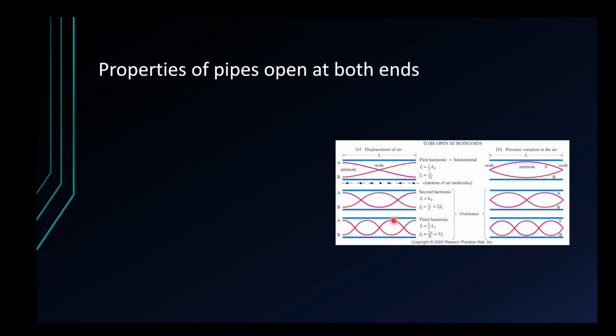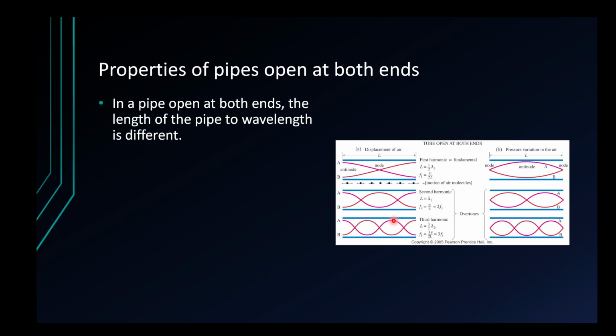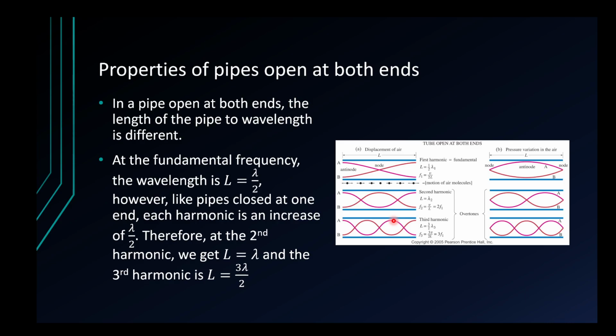Now, if the pipe is open at both ends, we can see that things work slightly differently. At the fundamental frequency, the wavelength is written like this. So the length of the pipe is just the wavelength divided by 2. And similarly, every time the harmonic increases, the length also increases by a factor of lambda over 2. So the second harmonic length is actually just the wavelength. The third harmonic is 3 lambda over 2, and so on.